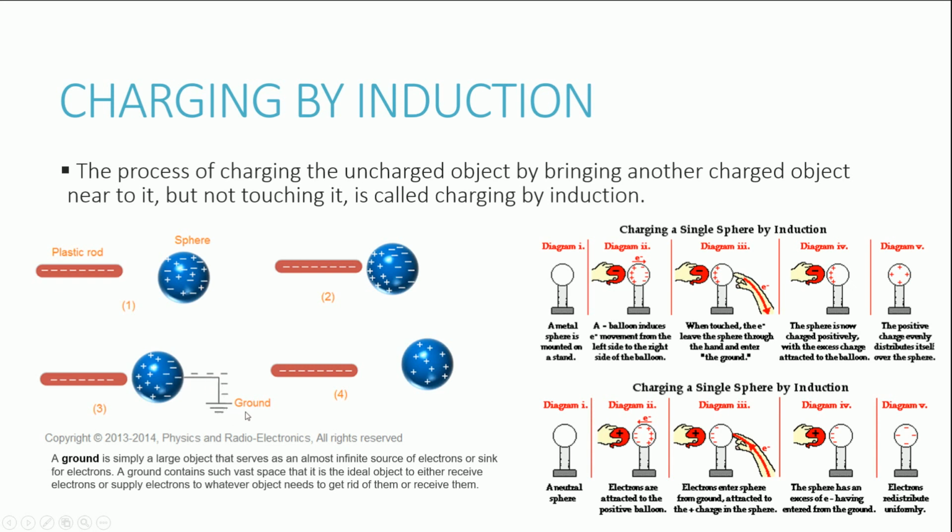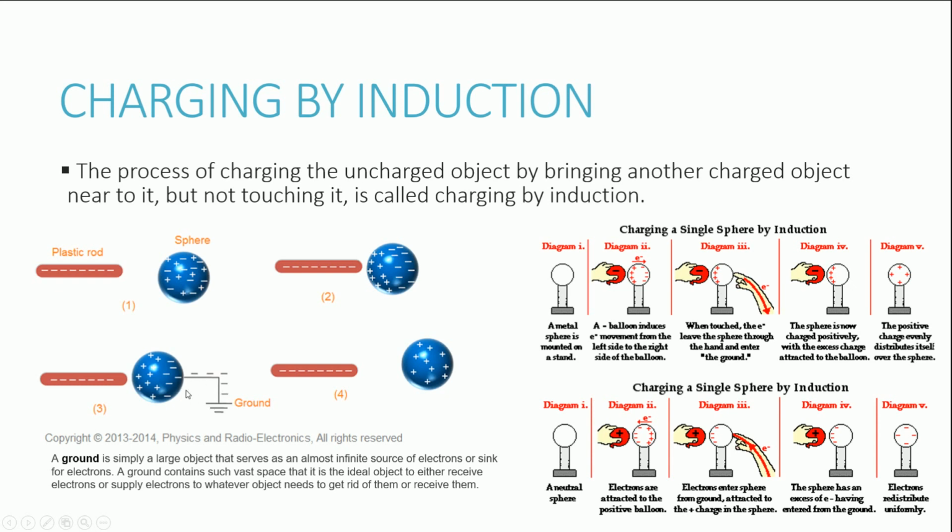Now, the ground is simply a large object that serves as almost an infinite source of electrons or sink for electrons, right? So if it was the other way around and there was a deficiency of electrons over here, then you'd actually get electrons moving into the sphere. But because we have an excess amount of electrons, specifically in this half here, not the whole sphere, you know that there is a crowding of electrons. So electrons will move out of the sphere and into the ground. A ground contains such a vast space that it is the ideal object to either receive electrons or supply electrons to whatever object needs to get rid of them or receive them.